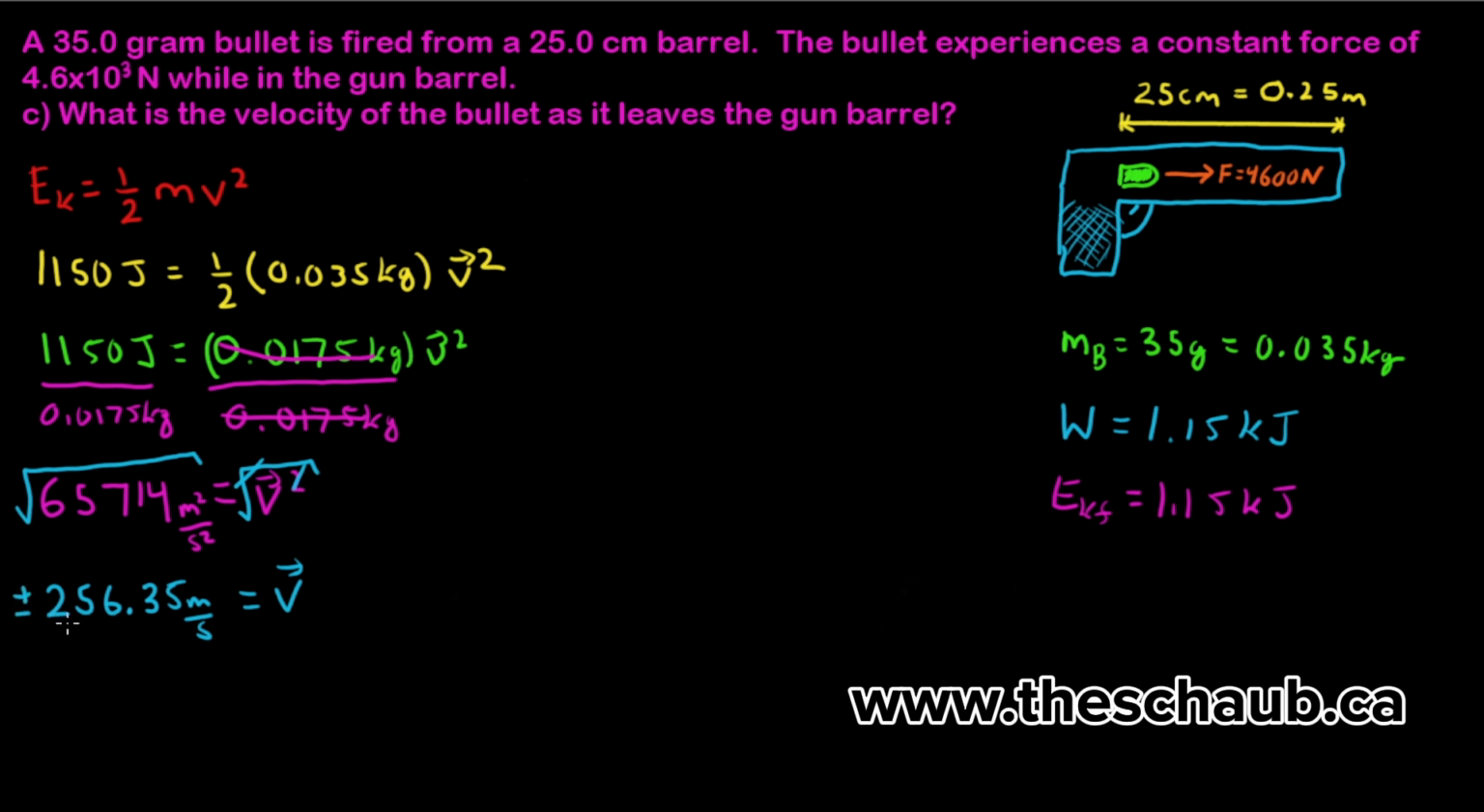And remember, because we took the square root, this could be either positive or negative, because both negative 256.35 squared and positive 256.35 squared equal 65,714. In physics, only one of these solutions is correct, and it depends on the physics of the problem. In this problem, we define the force as positive, and it's going to the right. So our velocity will also be positive or going to the right. So our final velocity is positive 256 meters per second. And let's add this to the side so we can use it in part D.